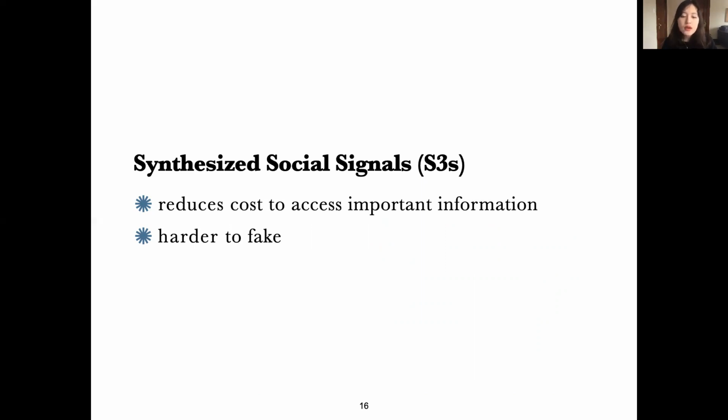And furthermore, they are harder to fake compared to the current social signals. As I've mentioned, many of the current social signals are easy to fake because you can arbitrarily type any kind of information or upload any kind of image. But because S3s are based on a long period of time, in theory, sure, a person can delete every post and start from scratch. But in reality, a person would have to manipulate many posts to successfully manipulate S3s.